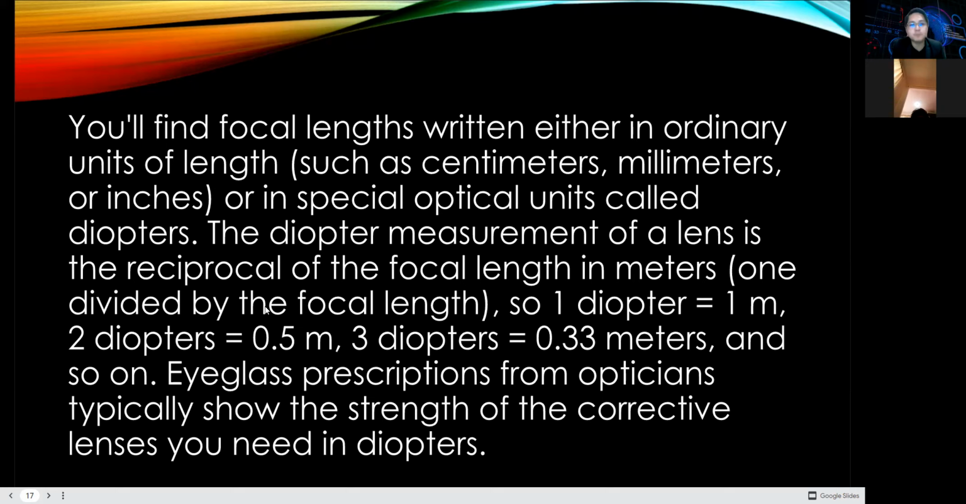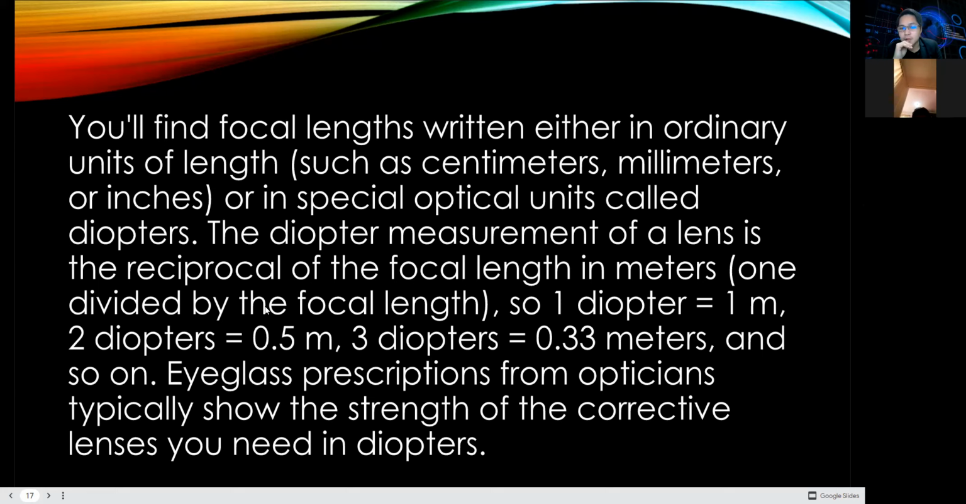or in special optical units called diopters. Okay, the diopter measurement of a lens is a reciprocal of the focal length in meters, one divided by the focal length. So one diopter is equal to 1 meter. Okay, or two diopters is equal to 0.5 meters, and so on. Eyeglass prescriptions from the opticians typically show the power of the corrective lenses you need in diopters. Just like in my case, I am using, I think this is 122 or 120.